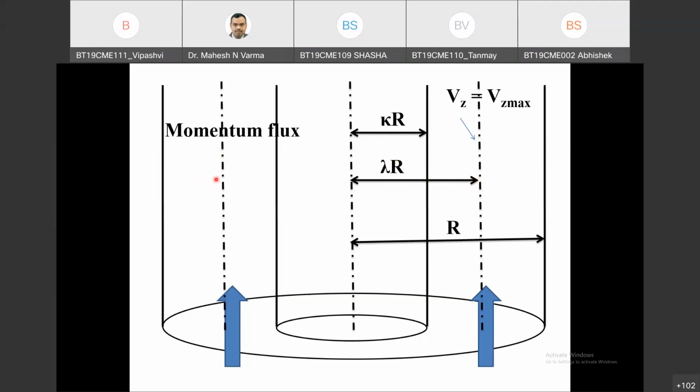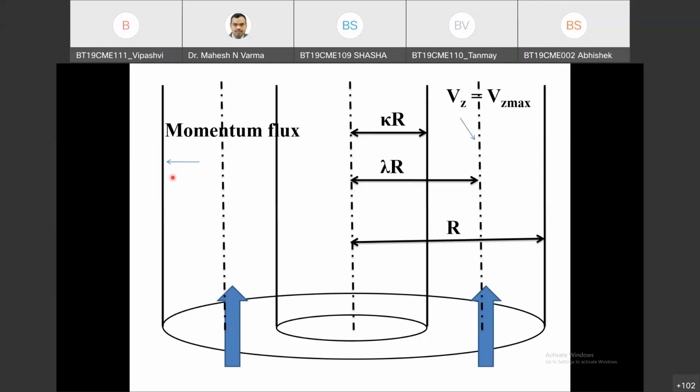Okay, so there will be momentum flux moving in the r direction if I'm considering the region between lambda r and r. If I'm considering the region between kappa r and lambda r, then momentum flux will be in the negative r direction. Okay, this will be the direction of momentum flux, because here I will have the maximum velocity front and velocities are decreasing.